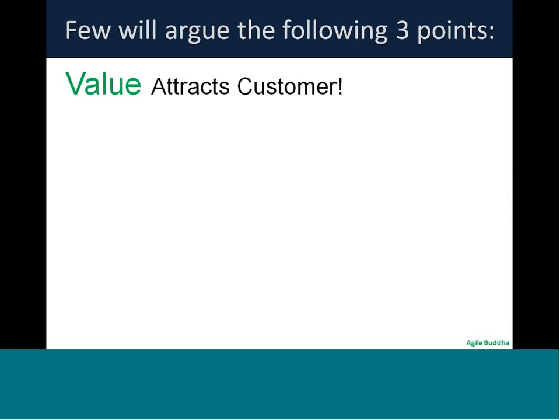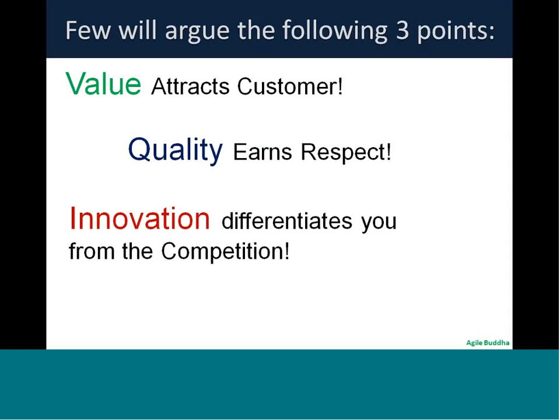Few will argue with the following three points. Value attracts customers: if you have very good business value, it will definitely attract customers. Quality earns respect: if you deliver a product that is very good on both the functional and non-functional side, it will earn respect from your users and customers. Innovation differentiates you from the competition. Every product you build has a lot of competitors in the market in different geographies.